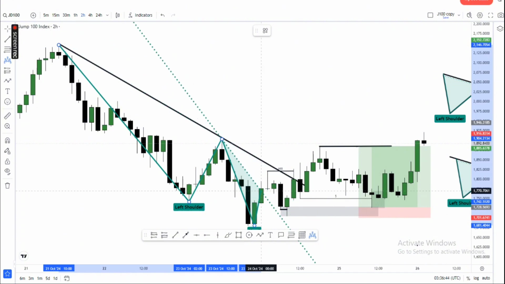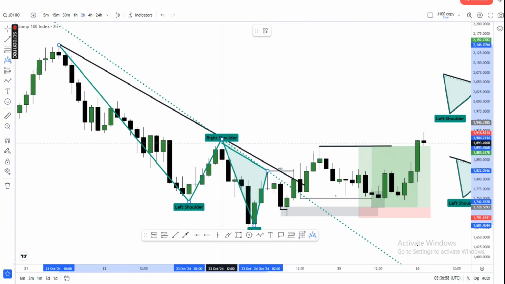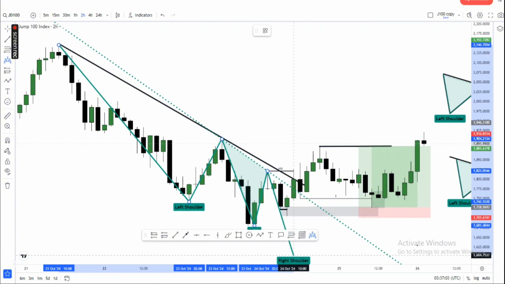Now see what happened. There was supposed to be a formation of a high, but instead of forming a higher high, it gave us another high that was lower than this. Instead of forming a low that was lower this time around, if it gives us a lower low, it means we are what? Going to continue the trend. It's going to be a trend continuation.